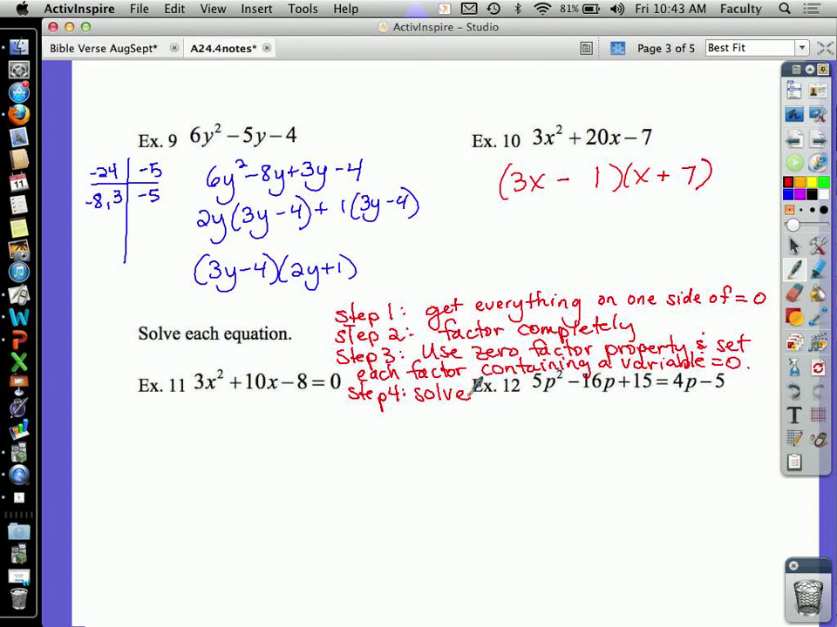So again, step 1, get everything on one side of the equation equal to 0. Step 2, you're going to factor completely. Step 3, use the zero factor property and set each factor containing a variable equal to 0. And then step 4 is solve it. So let's look at example 11. I have 3x squared plus 10x minus 8 equals 0.